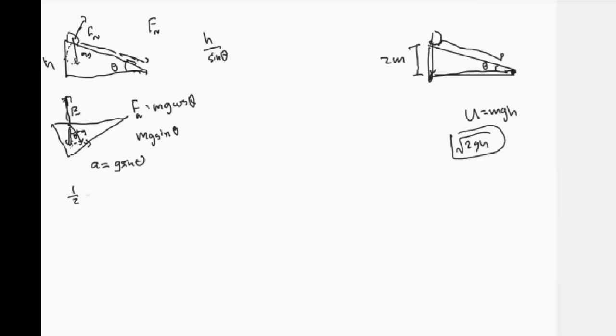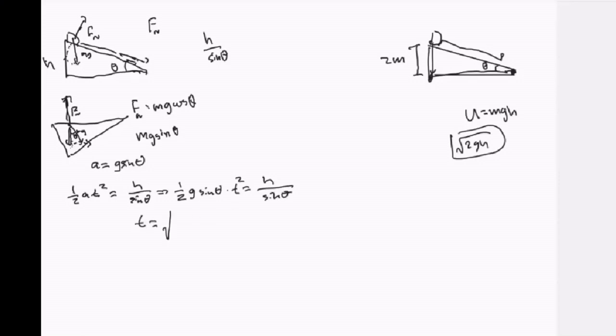1/2 at squared equals our distance, which is h over sine theta. All right. 1/2 g sine theta times t squared equals h over sine theta. We can solve for t.